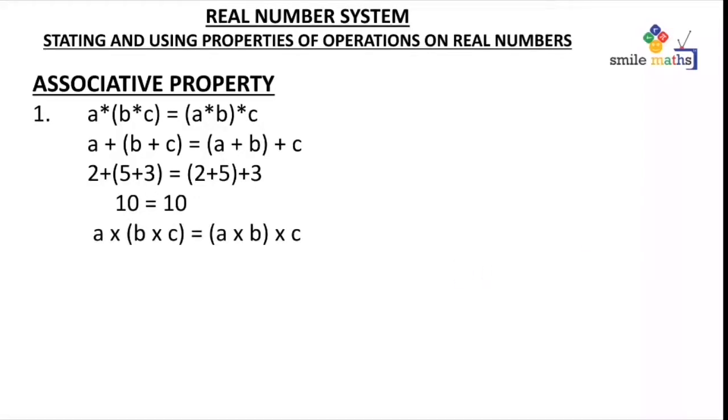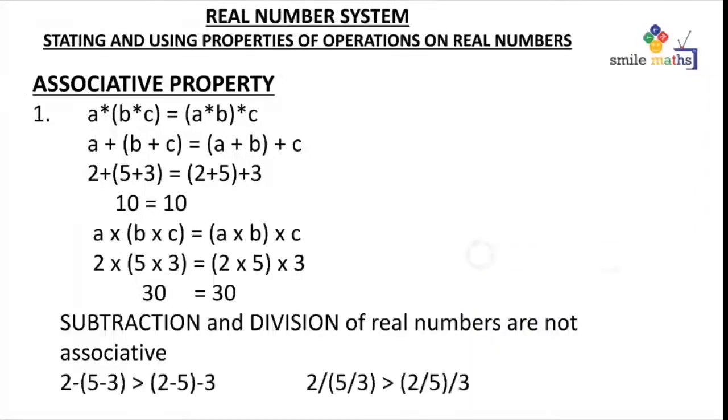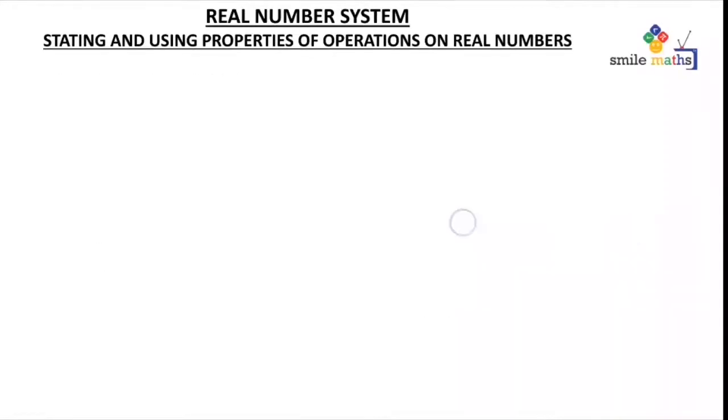Likewise, multiplication is going to give us 30 and 30. So multiplication also works over here. But still, subtraction and division of real numbers are not associative, because 2 minus bracket open 5 minus 3 is going to be greater than 2 minus 5 in bracket, minus 3. Likewise for division. So associative works with addition and multiplication.